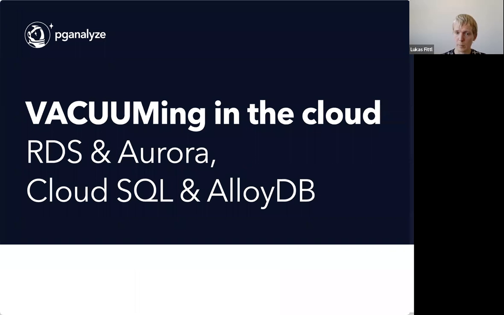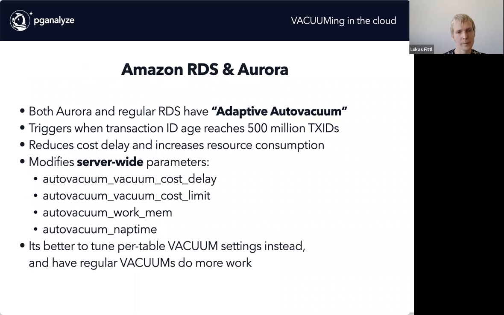Now, let's briefly talk about vacuuming in the cloud, and the most common providers I see. Amazon RDS and Aurora have something called adaptive Autovacuum. Adaptive Autovacuum is actually pretty simple. It's not necessarily as adaptive as the name might make it seem.